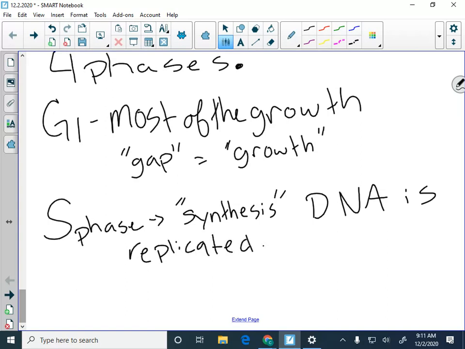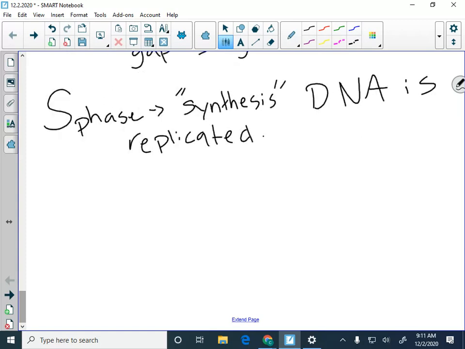Now we have 2 sets of identical DNA. So, G1 phase, S phase. The third phase is G2. G1, S, G2. In G2, this one is relatively short. Not as long as G1. Doesn't take as long as it would. But this is essentially just prep for division.